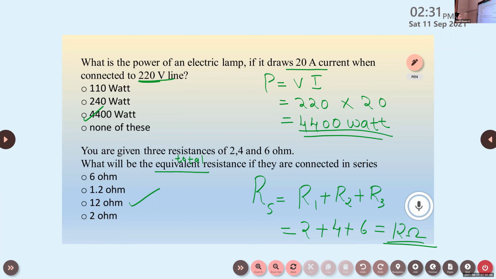You are given three resistances of 2, 4, and 6 ohm. What will be the total resistance if they are connected in series? Now you are equal in your points, 2, 2. Other question. Our equivalent resistance becomes 12 ohm.